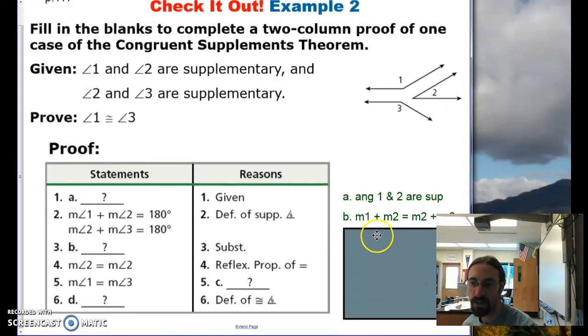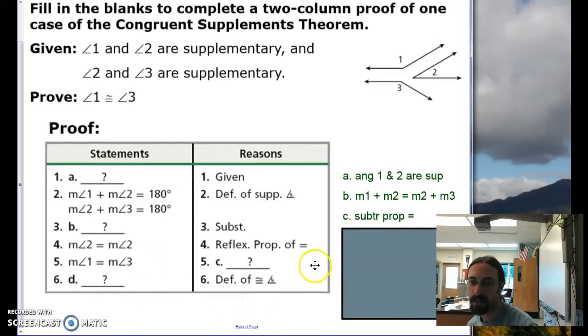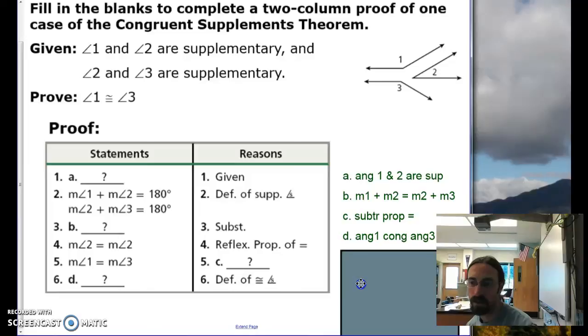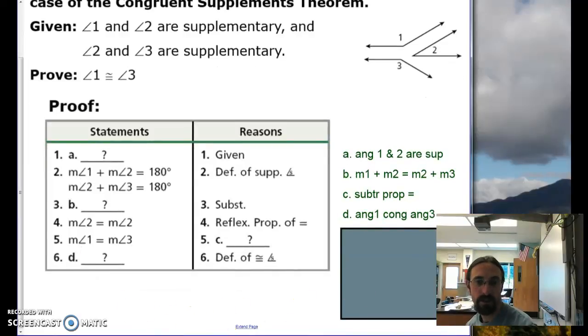And so it looks like the measure of angle 1 plus the measure of angle 2 equals the measure of 2 plus the measure of 3, right? The measure of angle 2 in one is equal to the measure of angle 2 in the other. That's reflexive. Step 5, the measure of 1 equals the measure of 3. Well, what did we do? That's right, we just subtracted the measure of 2 from both. And finally, D, angle 1 is congruent to angle 3.